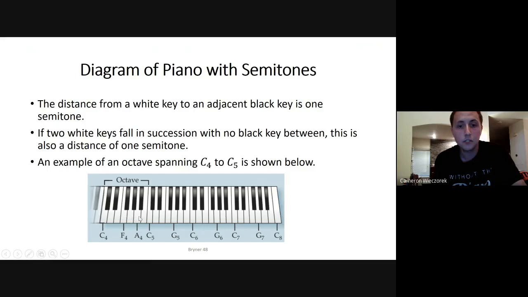I'm going to shift over just a little bit. My cursor is now highlighted on B. If I go from B to C, that is also a semitone. That's another spot within the octave where there's no black key in between those two white keys. And also outlined in the diagram, what I just played, C4 to C5, is outlined here. So you can count 12 semitones from C4 all the way up to C5. That would be the span of one octave.